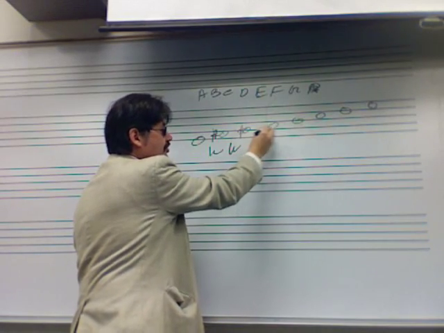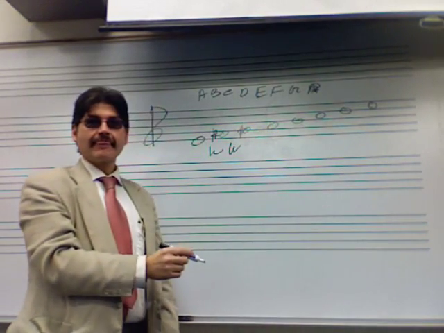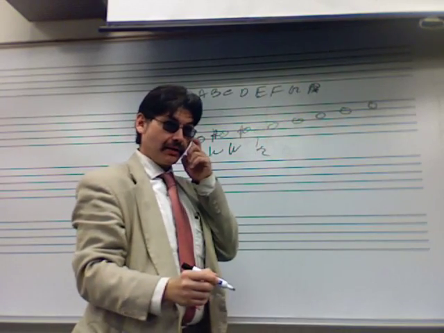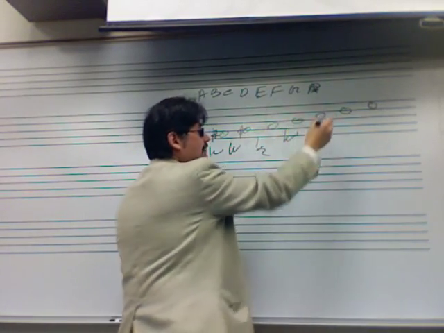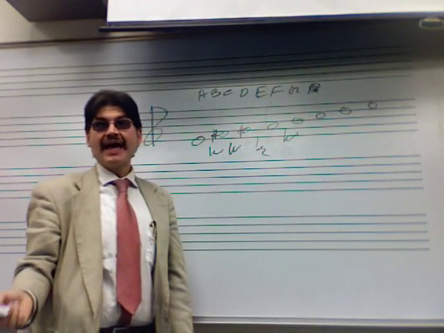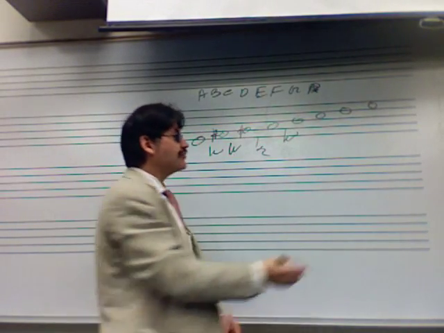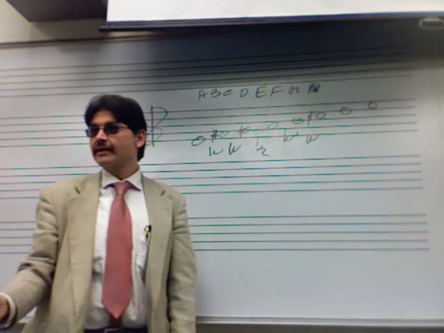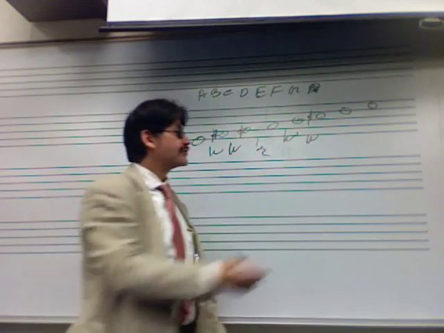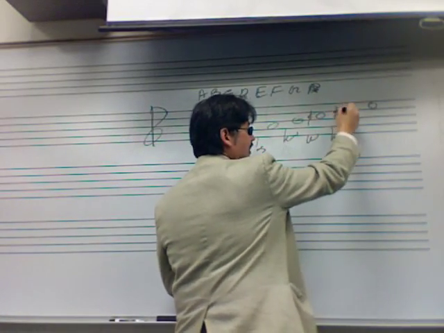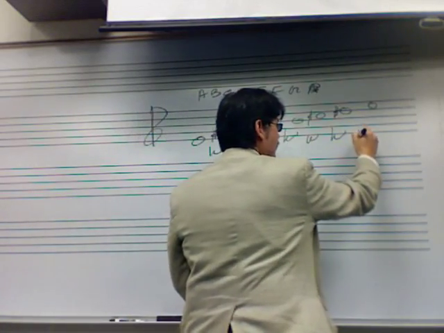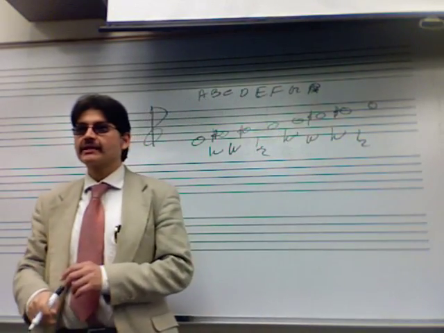Between G sharp and A is what? That fits. Between A and B is what? Whole step, okay, that fits. Between B and C is what? Half step. What do we need? We need a whole step, so we make it C sharp. Between C sharp and D is what? Half step, but what do we need? Whole step. So what do we do? Add a sharp. And between D sharp and E is what? Half step. Any questions on that?